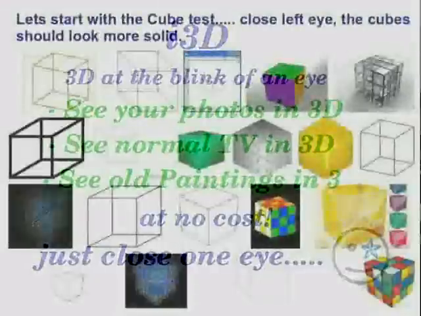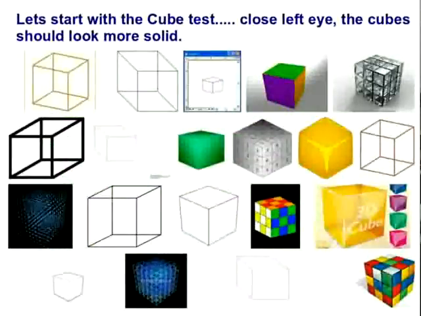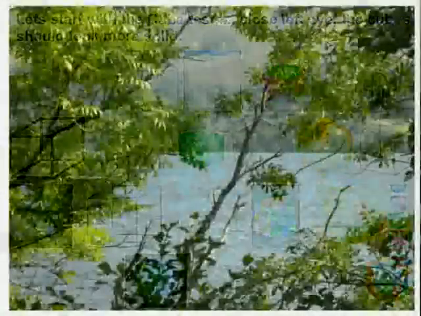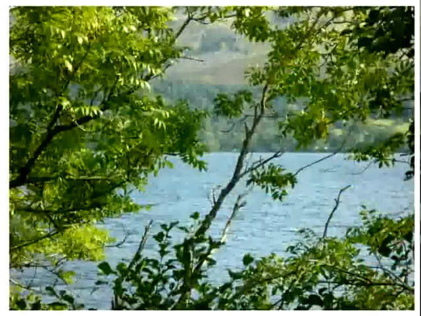Let's start with a simple cube test. With two eyes there's the usual issue as to which way these cubes are going. Close one eye however and all those issues go away. They're clearly 3D objects.